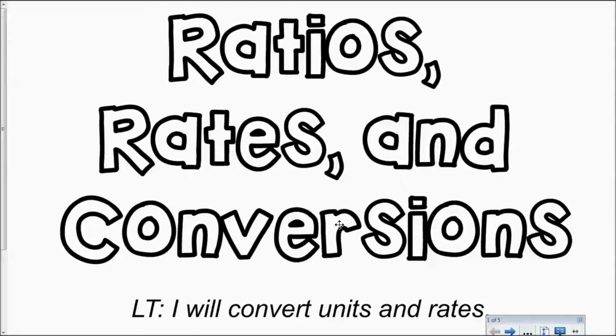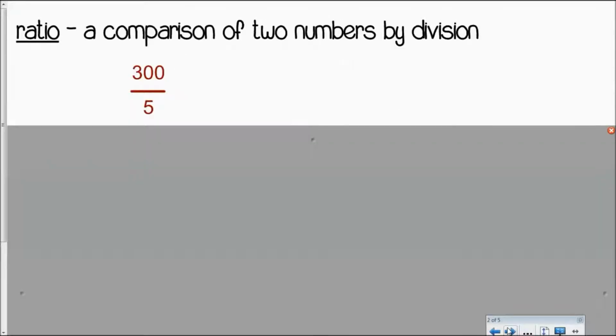Ratios, rates, and conversions. This is where you take the ratio, the comparison of two numbers by division, and you're going to put some life with it, such as 12 feet per second, and then converting things like feet per second into miles per hour. So the learning target is I will convert, which means change from one quantity to another, units and rates. First, let's backtrack and make sure we understand the vocabulary from this.